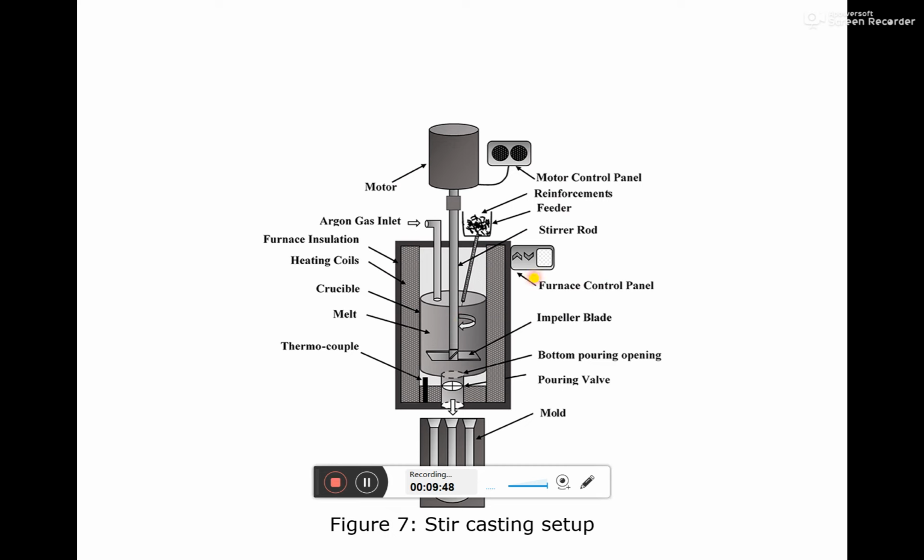This furnace has the provisions for heating purposes, and also to operate the stirrer. This is the stirrer. You can see that this one has the impeller blade at the lower end. It is connected to a motor, because we have to rotate the stirrer continuously, to perform the rotary action of the stirrer. At one end, the stirrer has the impeller blade. This is the stirrer rod.